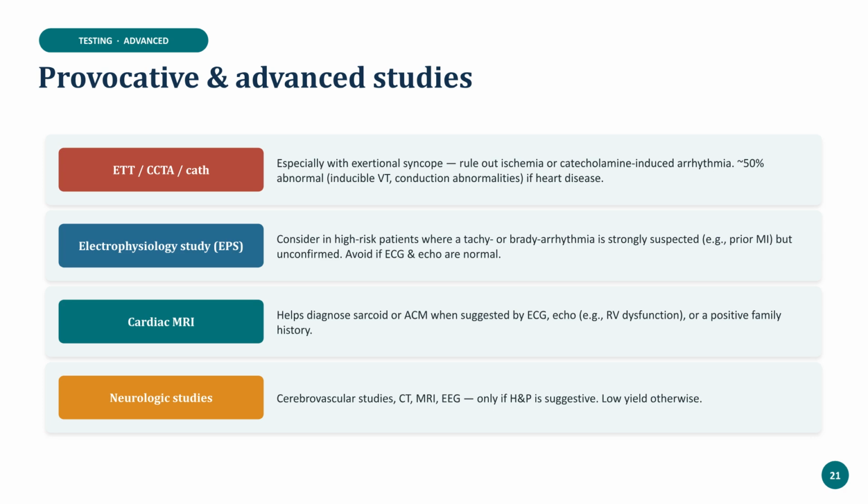Advanced studies are for specific indications. Use exercise testing or coronary angiography for exertional syncope to rule out ischemia. Electrophysiology studies are reserved for high-risk patients with suspected arrhythmias. Cardiac MRI helps diagnose sarcoidosis or arrhythmogenic cardiomyopathy. Only pursue neurologic imaging or EEG if your history and physical exams strongly suggest a primary neurologic cause.